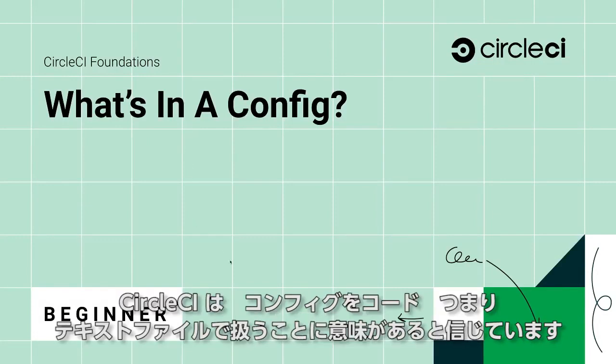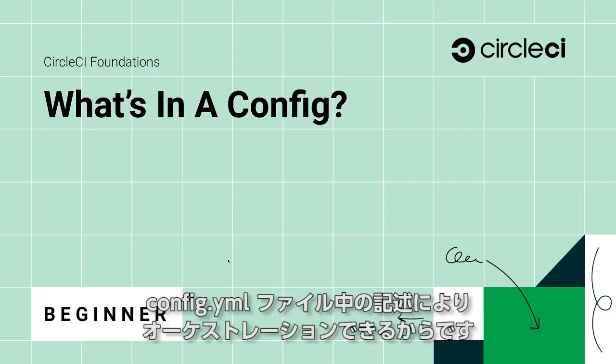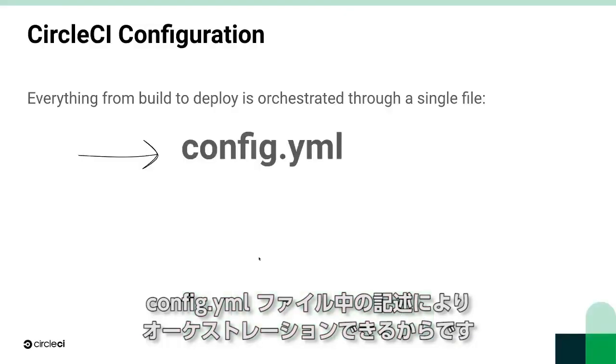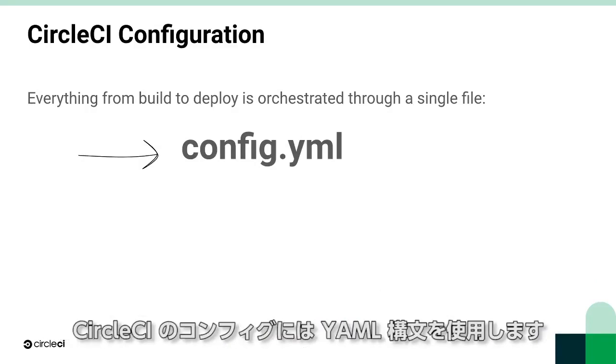At CircleCI, we believe in configuration as code, which means our entire delivery process from build to deploy is orchestrated through a file called config.yml. This config.yml file lives in the .circleci folder in the code repository's root directory. The CircleCI config uses the YAML syntax.